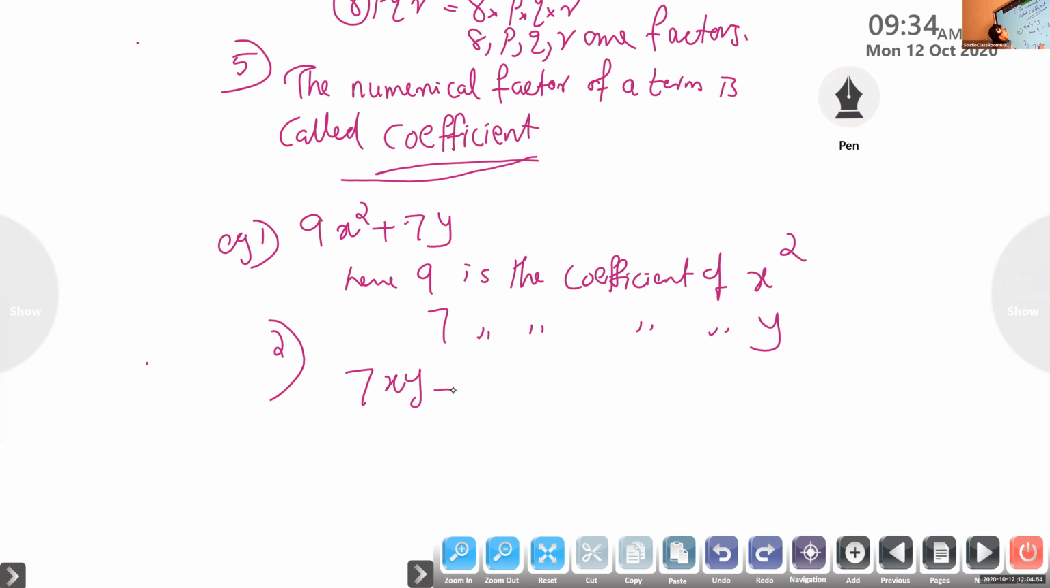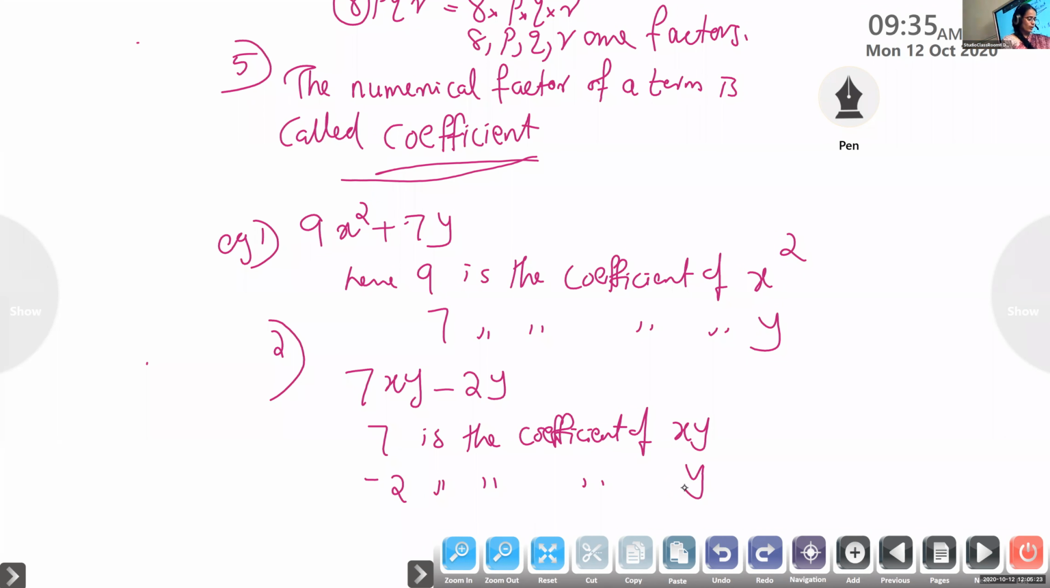7xy minus 2y. Here 7 is the coefficient of xy. The coefficient of xy is 7 and negative 2 is the coefficient of y.